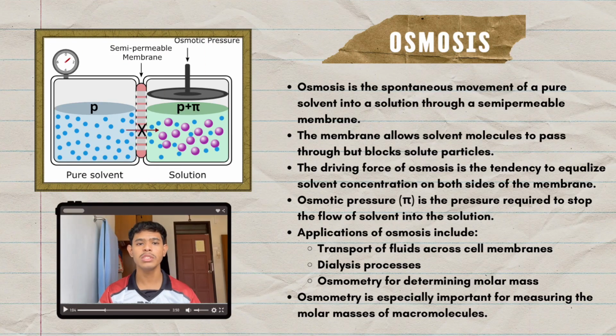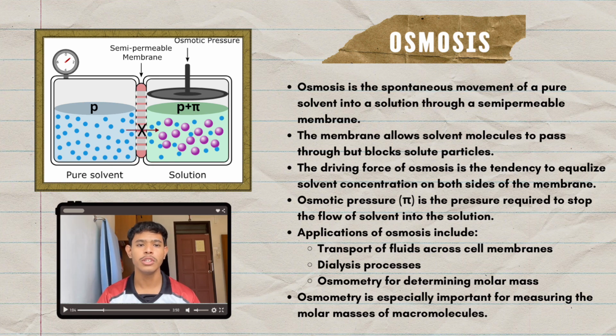Osmosis is the spontaneous movement of a pure solvent, usually water, into a solution through a semi-permeable membrane. This membrane is selective. It only allows solvent molecules to pass through, but it prevents solute particles from crossing. The main driving force behind osmosis is the system's tendency to equalize the solvent concentration on both sides of the membrane. As a result, the solvent moves from a region of highest solvent concentration to a region of lowest solvent concentration until equilibrium is reached.